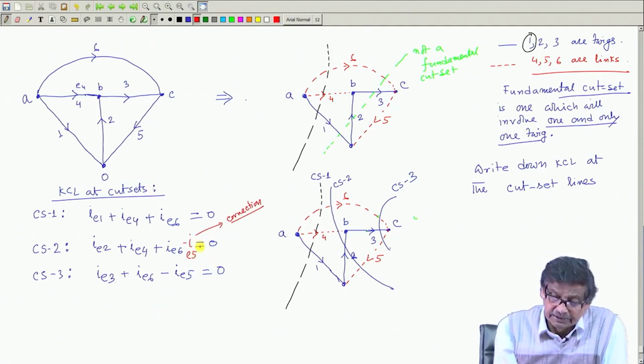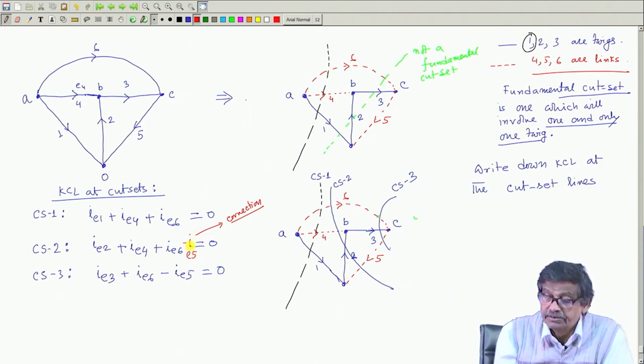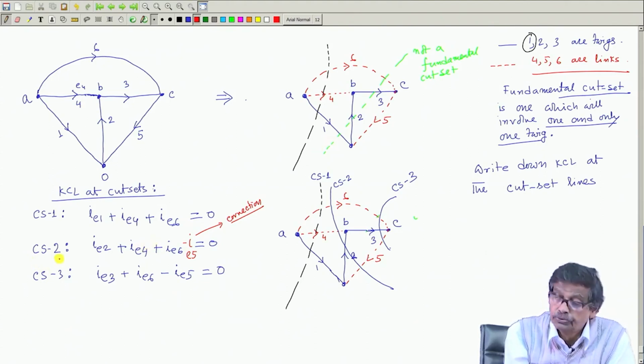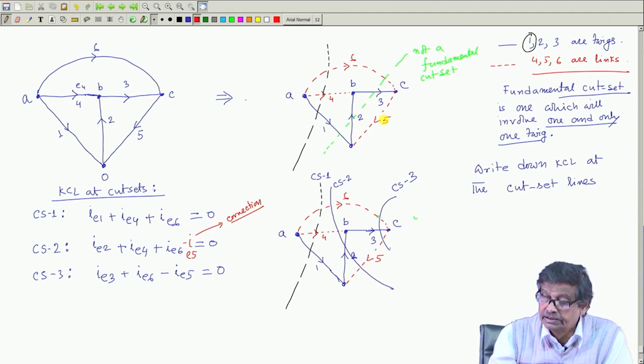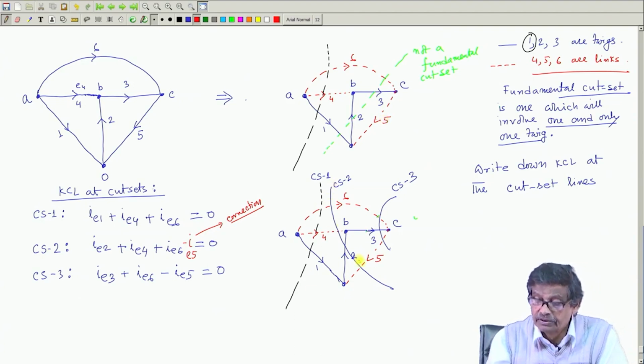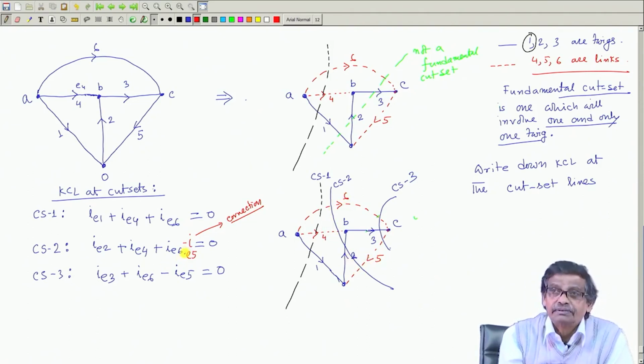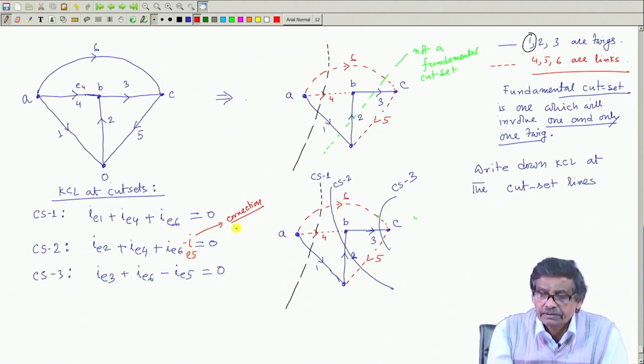So, there was a correction here because I missed the term IE5 while writing down the cut set 2 KCL equation. See, cut set 2 is this one. Which currents are involved? I6, I4, I2 as well as I5. So, that I missed. So, it will be minus I5. Please note that, which I have put in red ink here. Okay? Thank you.